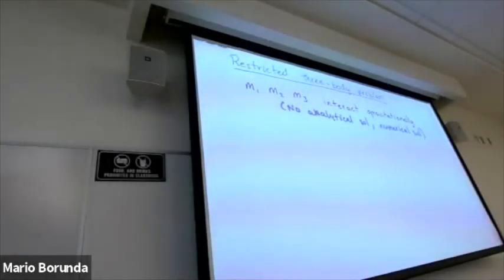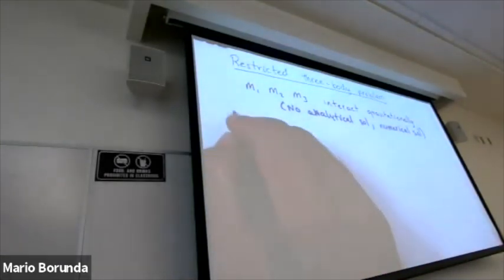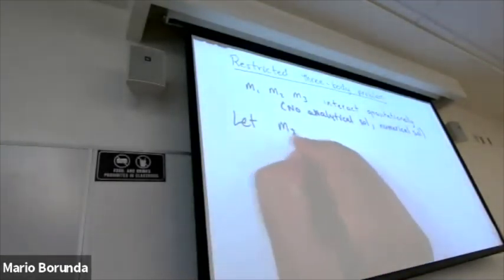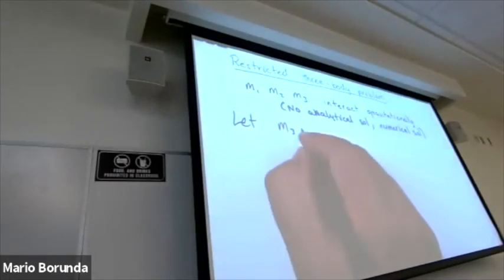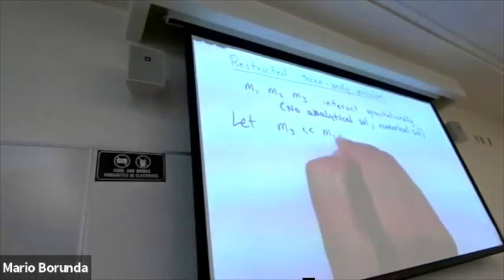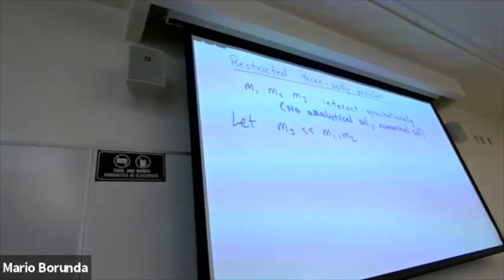But now let's assume that one of the masses is really tiny. So we have M1 and M2 that are big. Then M3 is tiny, and M1 and M2 are similar mass. This is a restricted three-body problem, and now you can have some progress in solving the system.